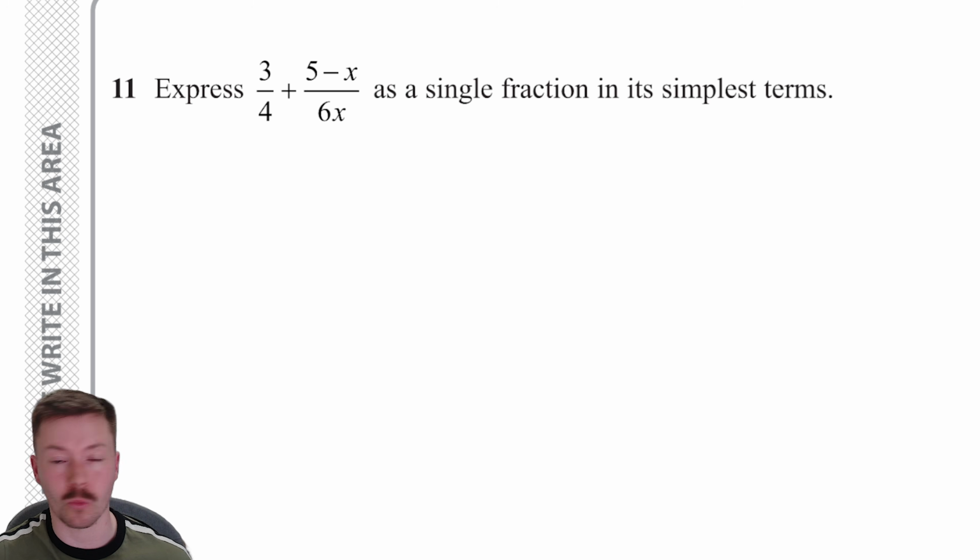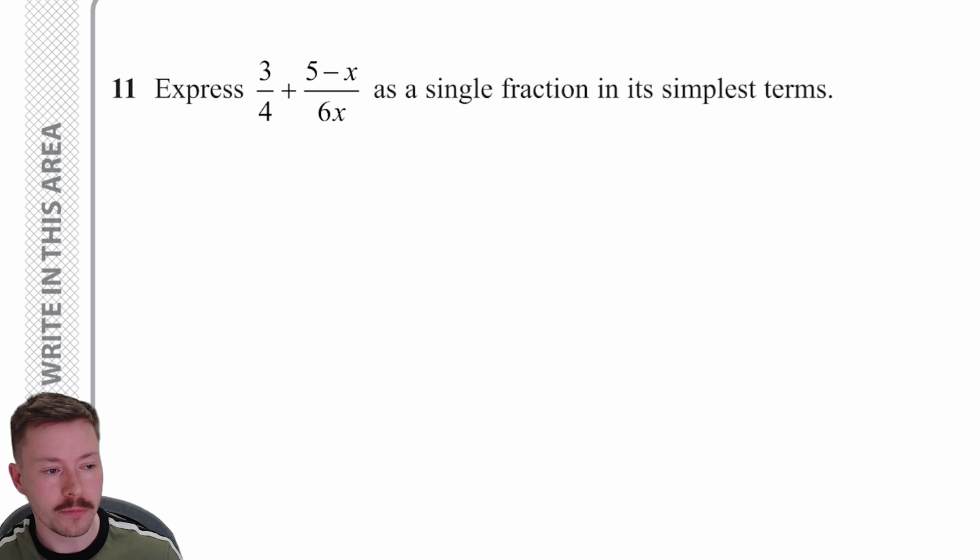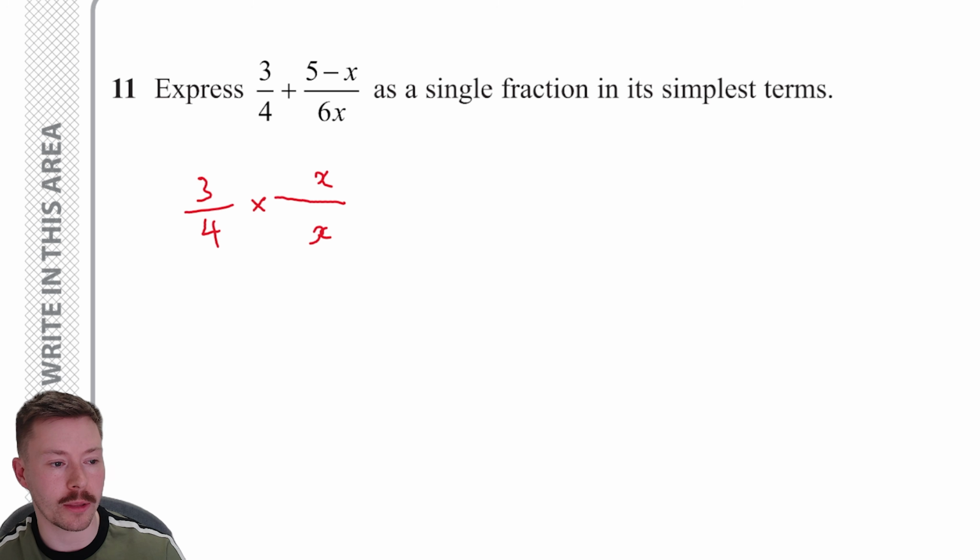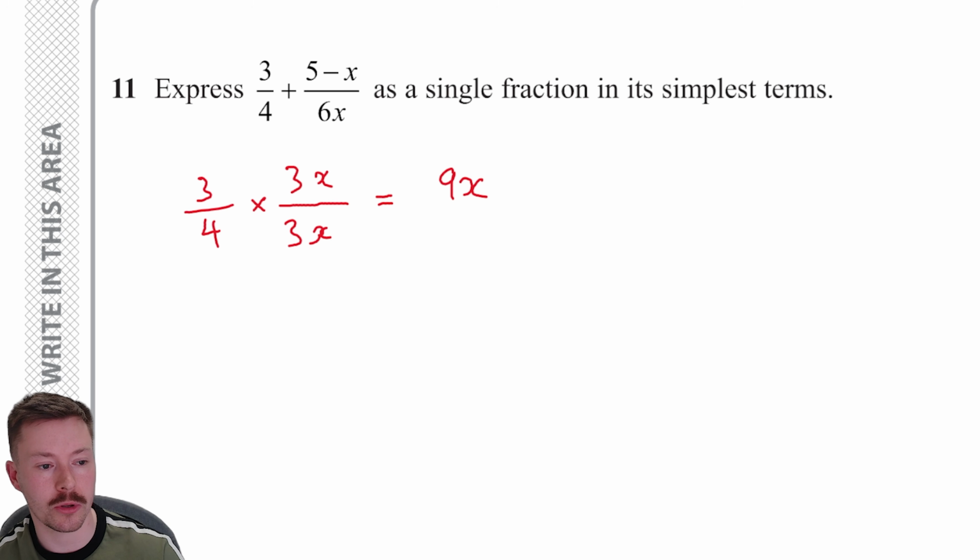So what's the lowest common multiple of 4 and 6? I would say that's 12. It is 12. So I'm going to times 3/4 top and bottom by x, and I need to multiply also by, to get to 12, I need 3. So times top and bottom by 3x. I'm going to get 9x on the top over 12x.